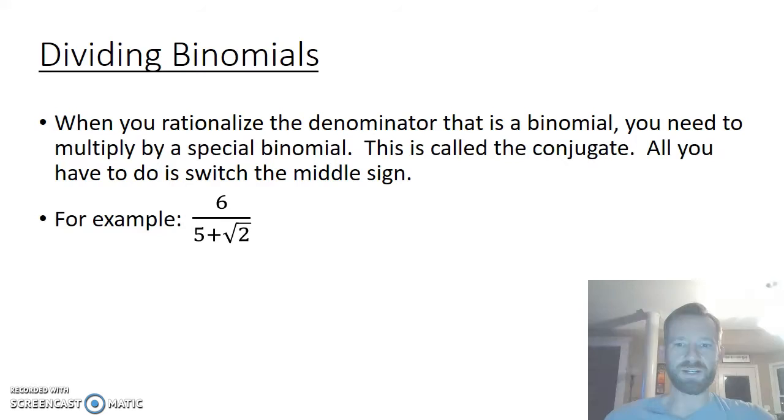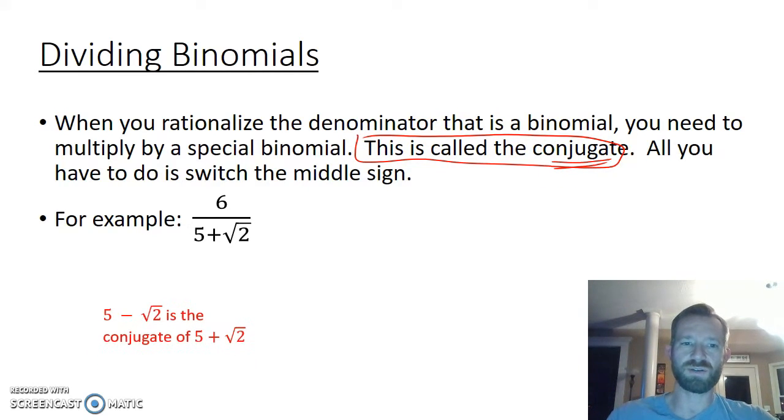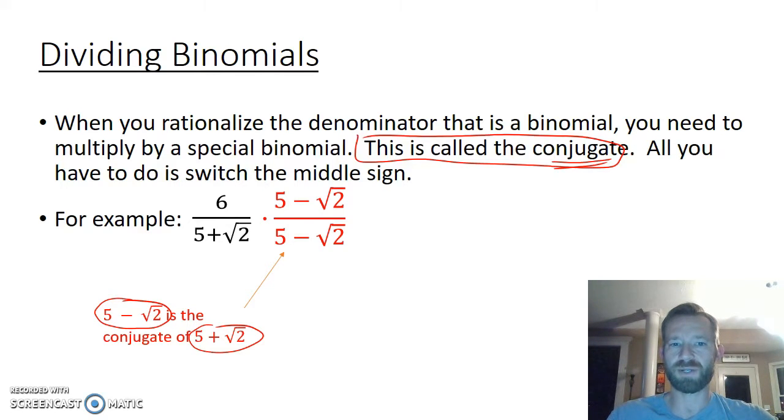All right, let's try binomial. So when we're doing binomials here, there's a special thing that's called the conjugate. So that's a new term here. All the conjugate is, is the sign is switched in the middle. So when we deal with this, 5 minus the radical 2 is the conjugate of 5 plus the radical 2. And so we're going to use that to multiply.